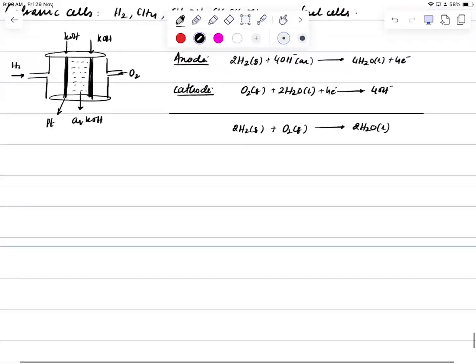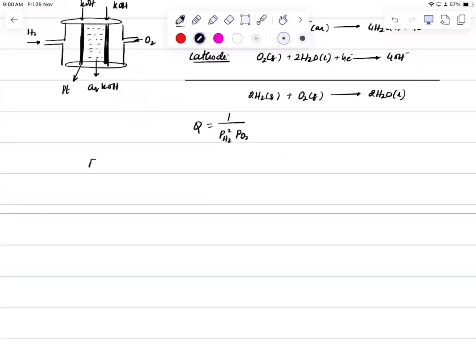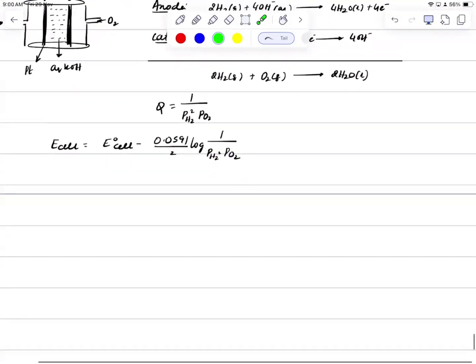Now, which means the Q value only depends upon the pressure of H2 whole square into the pressure of O2. So if you have as much compressed gas as possible, the lower the Q value, and the lower the Q value, the better the E cell value. So E cell will be equal to E naught cell minus 0.0591 by 2 log of 1 by pressure of H2 square and pressure of O2. Okay. So whatever pressure is developed, the higher the pressure, the better is the E cell value.